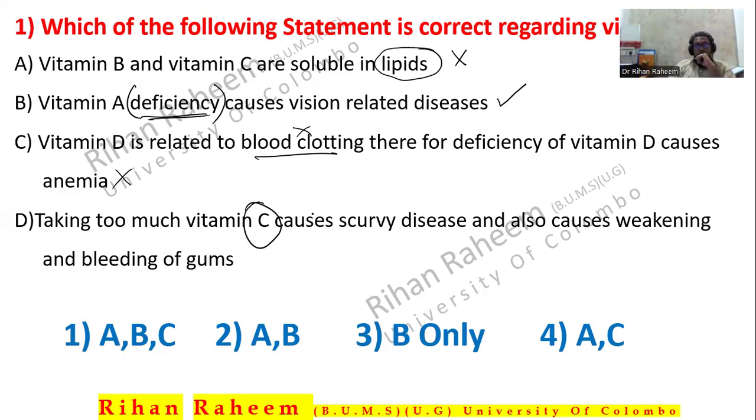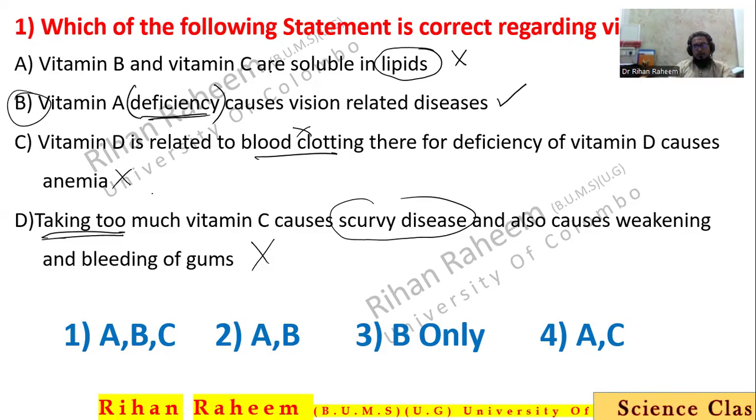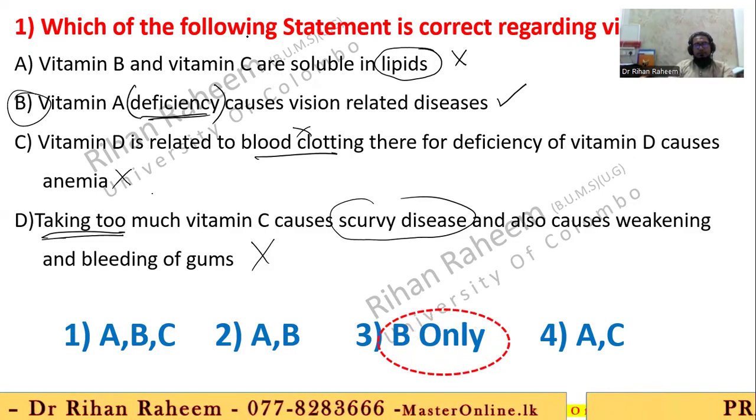Taking too much vitamin C causes scurvy disease and also causes weakening and bleeding of gums. Scurvy disease is actually weakening of gums, bleeding of gums, internal bleeding. But that happens due to lack of vitamin C. Here they are saying taking too much. That is wrong, no? If they had mentioned lack of vitamin C, then the statement would have been correct. So here I think we have only one correct statement, that is statement B. Are you clear about it? Yeah, statement B.